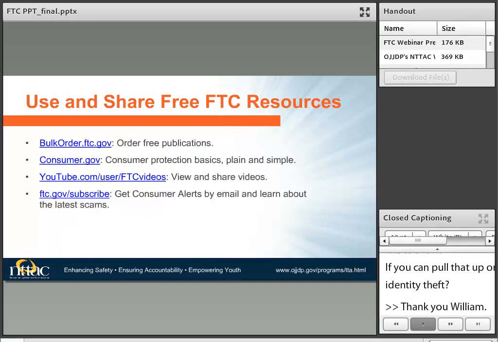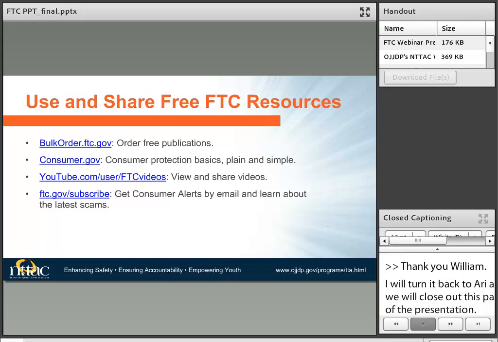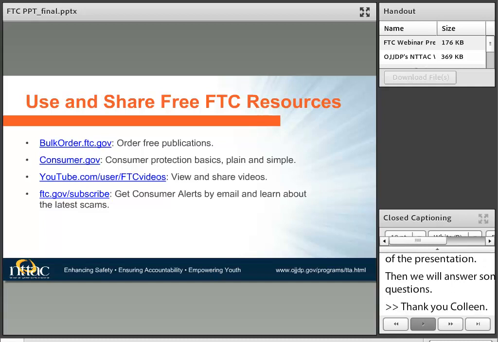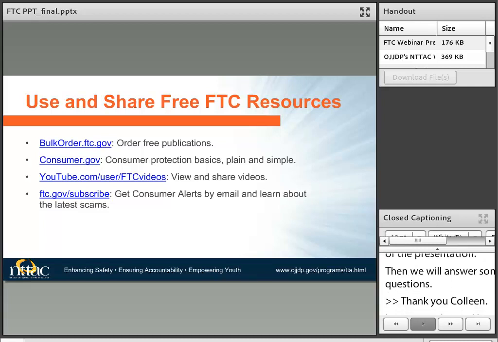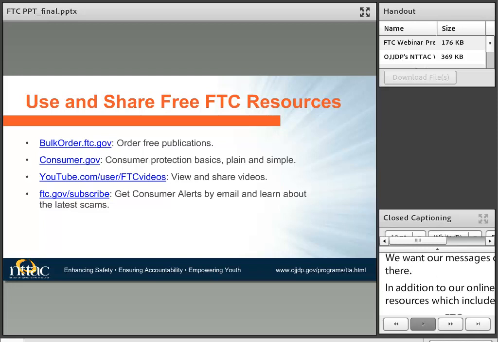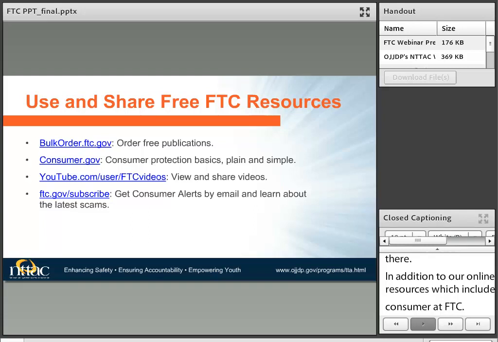So I just wanted to end by pointing out our resources. As Colleen said, everything is absolutely in the public domain, and so that means you can copy and paste it. You don't even have to credit us. Just use it. We want our messages out there. And in addition to our online resources, which include consumer.ftc.gov and consumer.gov, we also have resources available in print, and they are absolutely free and they ship free. So we encourage you to check them out at bulkorder.ftc.gov.